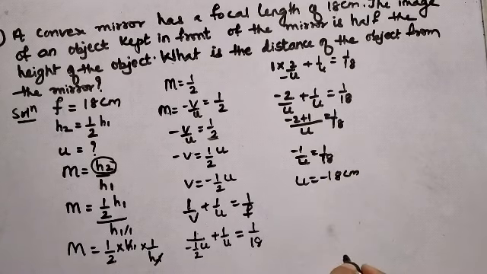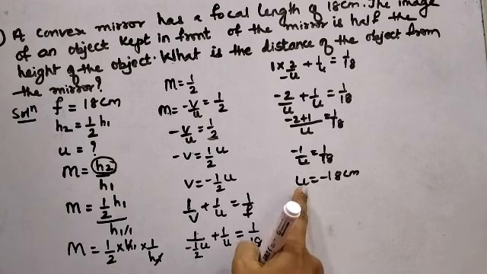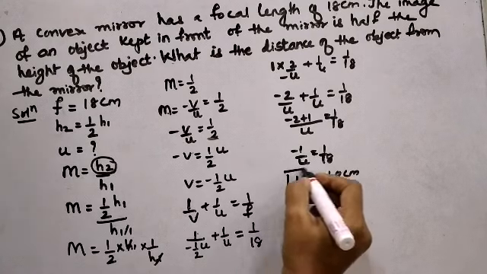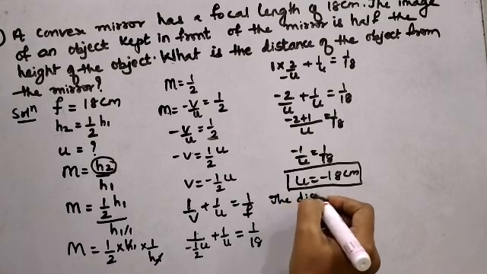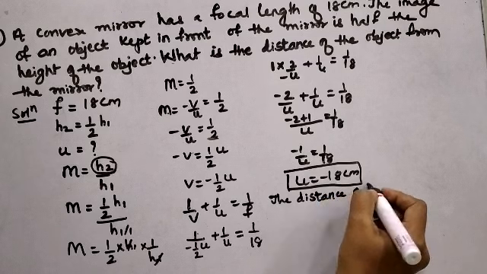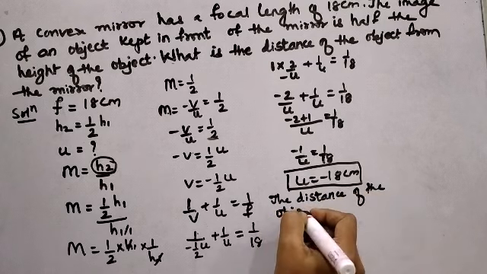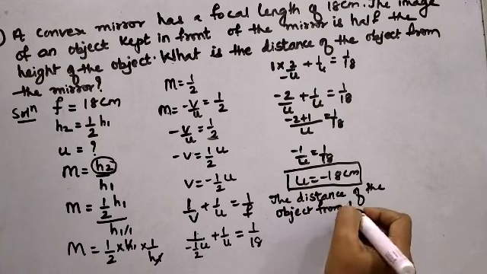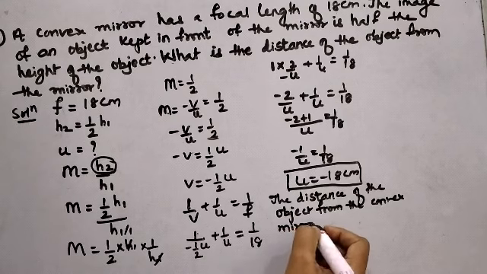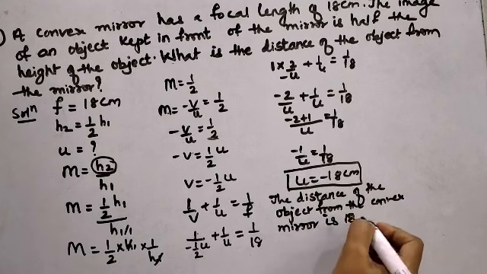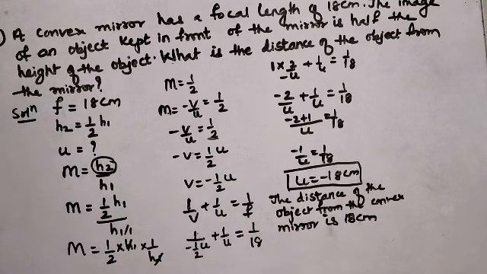So we have to find out what is the distance of the object from the mirror. So we got the distance of the object from the mirror. The distance of the object from the convex mirror is 18 centimeters. So I'll highlight the answer and I'll also write down the answer in words. The distance of the object from the convex mirror is 18 centimeters. Negative value is very clearly indicating that the object is kept on the left hand side of the convex mirror.